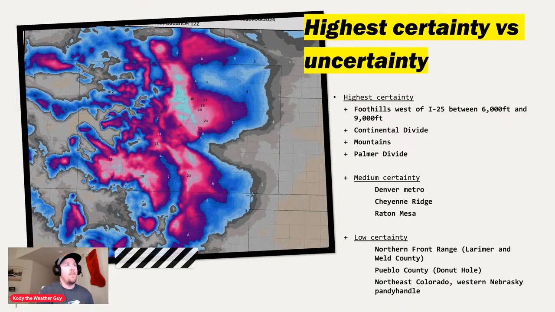nuked with snowfall. Medium certainty, and again, this is going to depend on where that deformation zone I talked to you guys about sets up. And that all is dependent on storm track. Cheyenne Ridge, Raton Mesa, medium certainty right now, and then obviously low certainty with the Northern Front Range, particularly in Larimer and Weld County. So Loveland, Fort Collins, Greeley, Longmont, low certainty there.